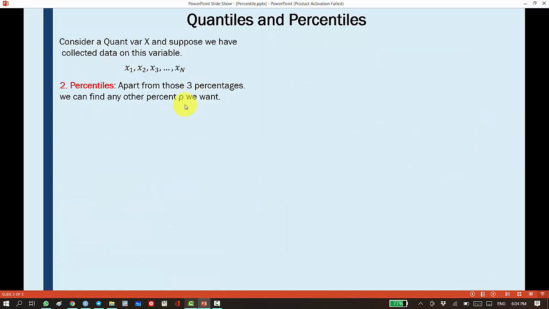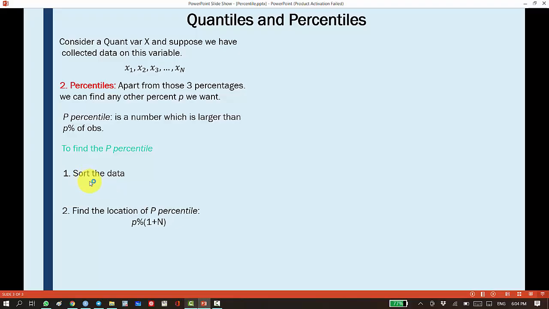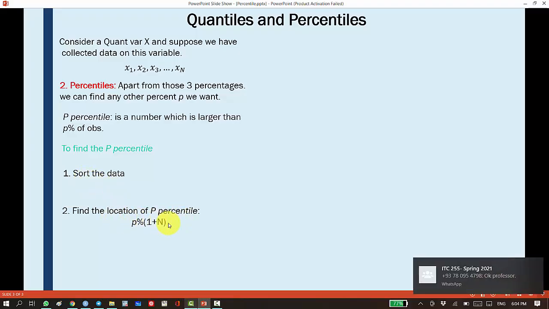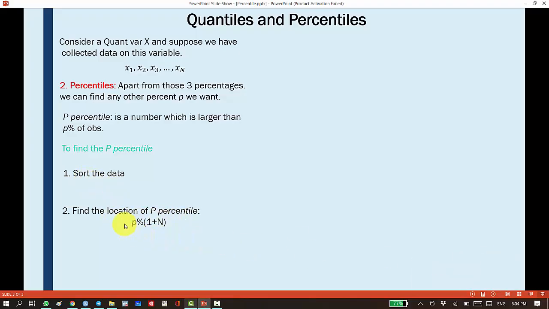In addition to those three quantiles, we can find any other percent, let's write P, that we want. The P percentile is a number which is larger than P% of observations. To find the P percentile, first of all, of course, we sort the data, then we find the location of the P percentile by multiplying P% with 1 plus n, n being the number of observations, then check to which observation this number corresponds.